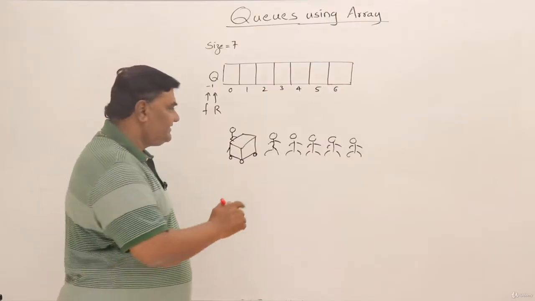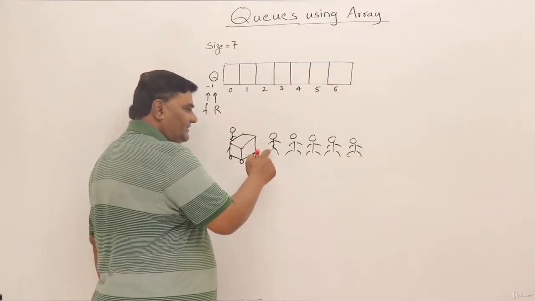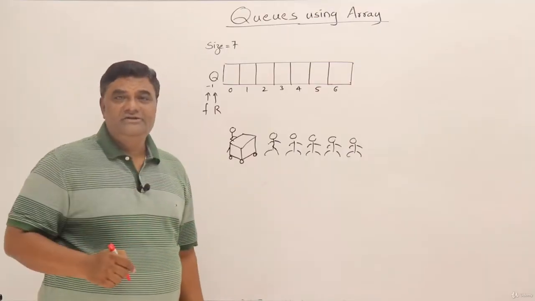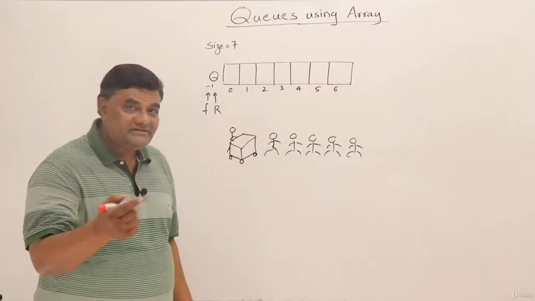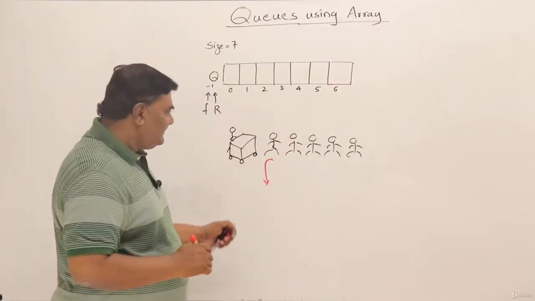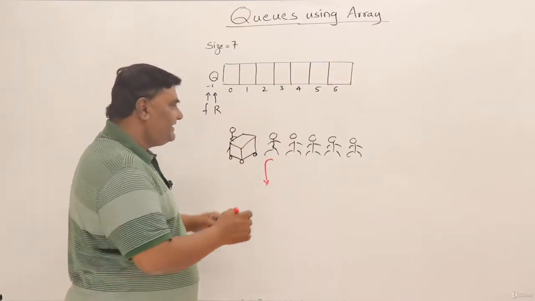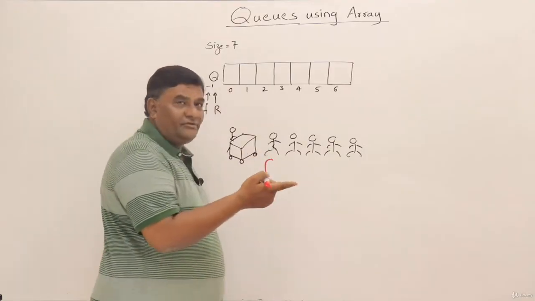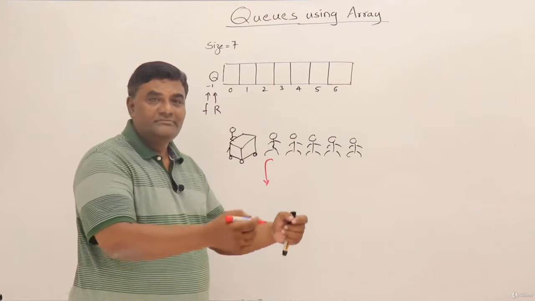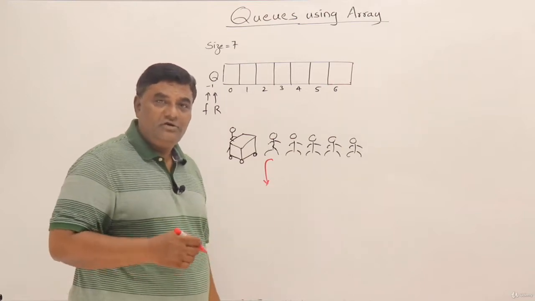Let us see what happens if this person is leaving the queue, his work has finished, so he is leaving the queue. If the person is going out from the queue means it is a delete. So let us see what happens. If this person goes out, so this is deleted, then this space is free. So this space should be occupied. So usually what happens if the people are in the queue, if a person goes out, all people will move one step forward. All will move.